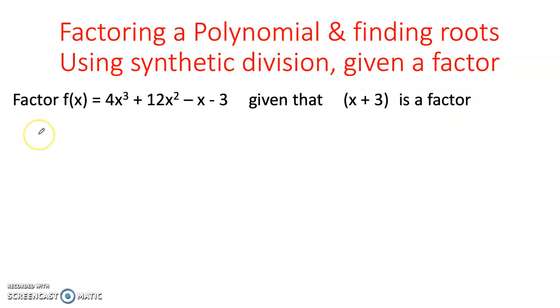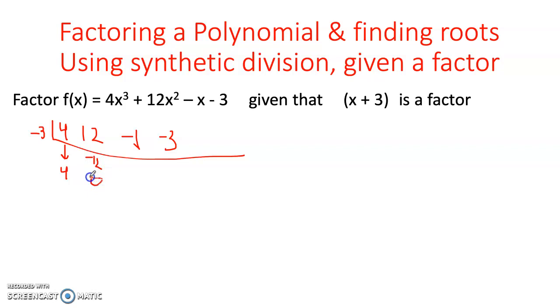So again, we're going to use synthetic division, divide by -3. And we're going to divide that into the coefficients, which are 4, 12, -1, and -3. Remember, if you're missing a term, please put a 0 there. Bring down the 4, and you're going to multiply and get -12. When we add that together, we get 0. Multiply, you get 0. And when you add it, we're going to get -1. And when you multiply, you get 3, which gives us a remainder of 0. That's what we need.